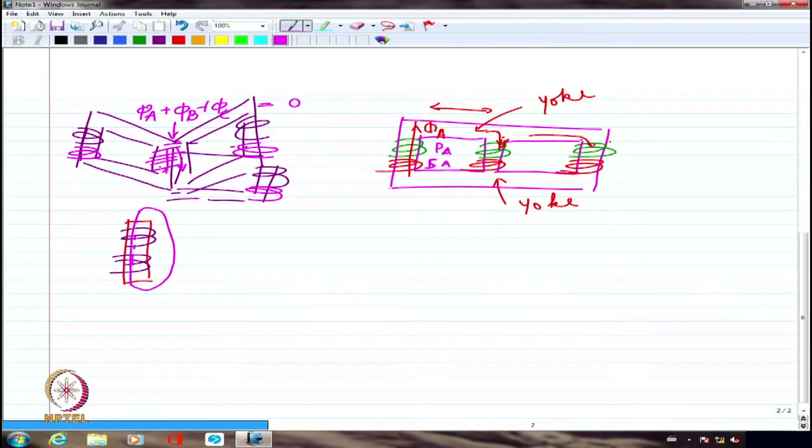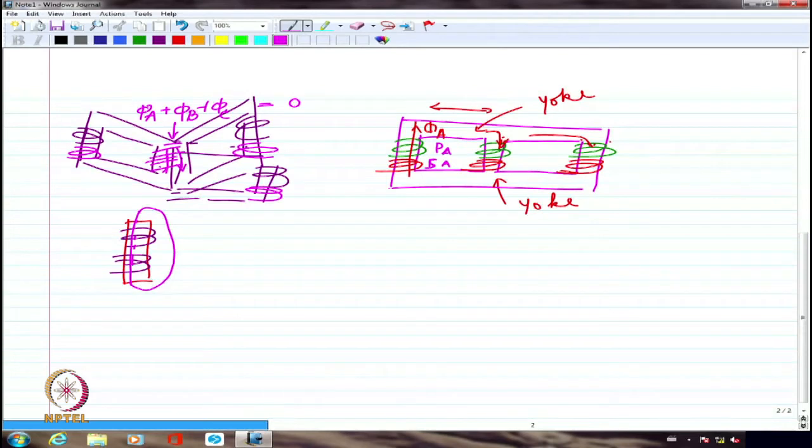That has an 11,000 by 440 volts transformer, for example. So what you have on the secondary side will normally be a star connection. Secondary will be a star. Primary can be delta or star. Invariably it may be delta.